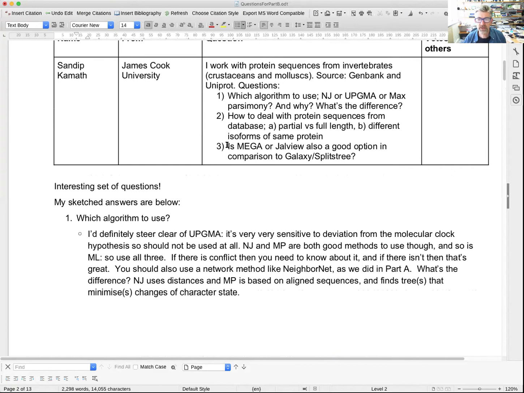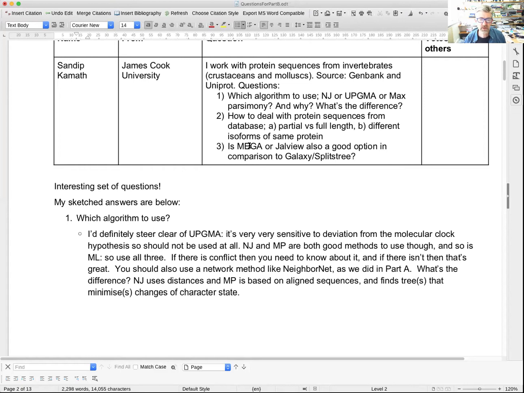The last one is Mega or GelView, also a good option in comparison to Galaxy and SplitsTree. I confess I don't use GelView, and I have used Mega in the past, but I prefer using SplitsTree and IQtree for my tree finding. SplitsTree is great because it starts with that network view. And Galaxy is, as you know, a hosting platform for a whole lot of tools, and IQtree is one of them. And so I'm very happy with IQtree.